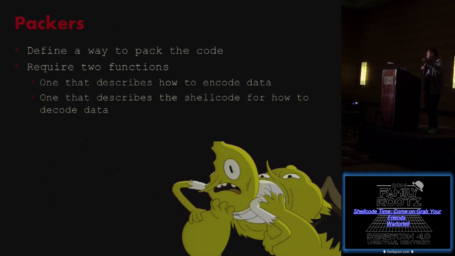You basically have two functions. Actually, you technically need a third function in order to support loops. But you need something to describe how to encode the data. You need something that says, okay, given whatever module I need, pass it to this function, and I will have that module encoded with this packer. And then you need something that says how to decode it at runtime on the fly.